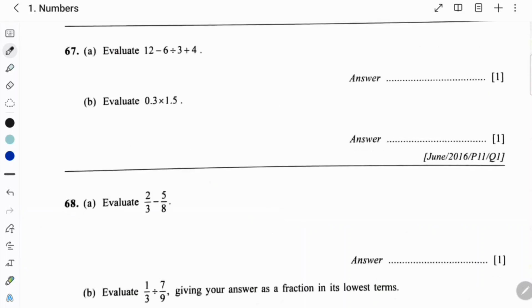Alright, try this 67 part B. 0.3 into 1.5, 3 times 15 is 45. So just write down 45 and 2 digits of decimal place, 0.45. So we did lots of multiplication questions. I hope you understood. Now we are going to do some decimal division questions.